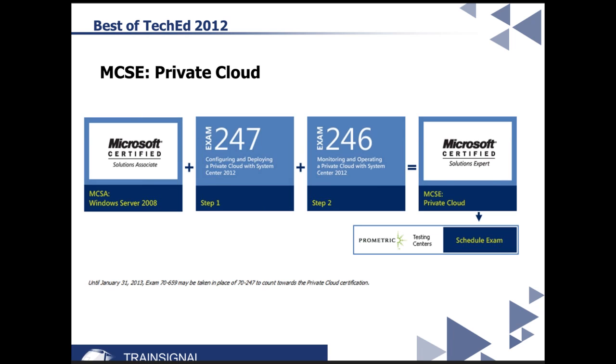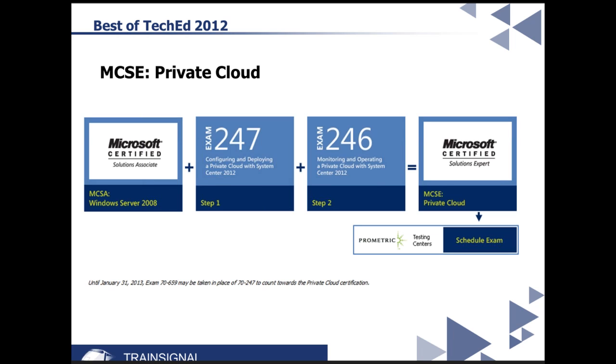And then there are two exams to take, the 247 and the 240. I don't know why they did that backwards, but anyway, the 246 and the 247 exams, which are pretty much based on System Center. There's also a note down here near the bottom that says until January 31st of 2013, exam 70-659 could be done in place of exam 247. That was on a previous version of the Virtual Machine Manager and System Center. And they're going to go ahead and grandfather people in who have done that.